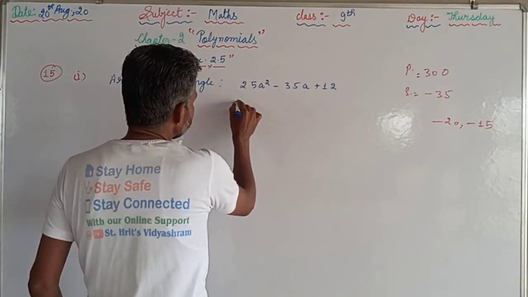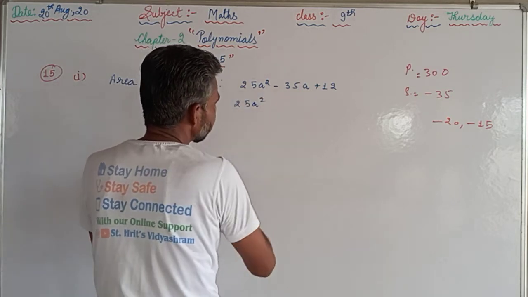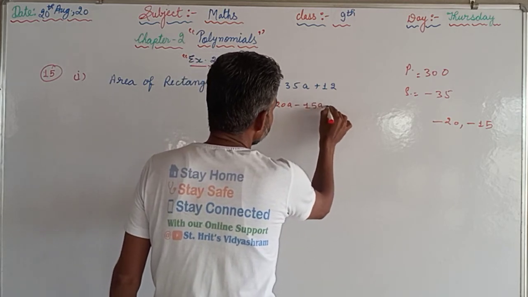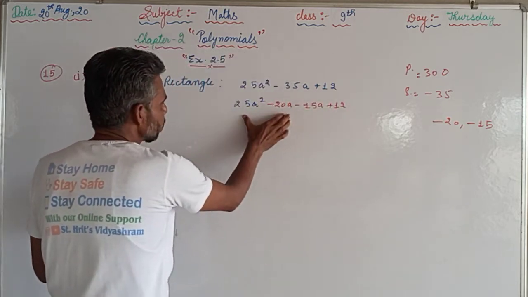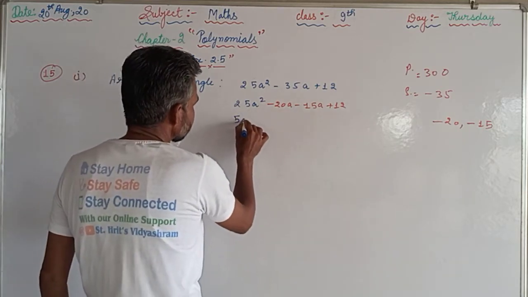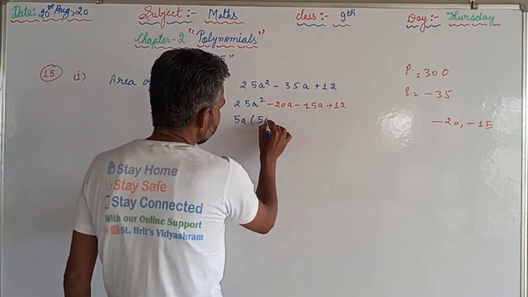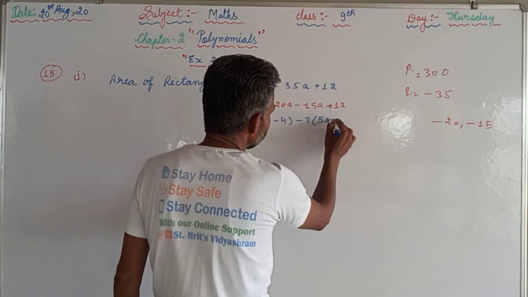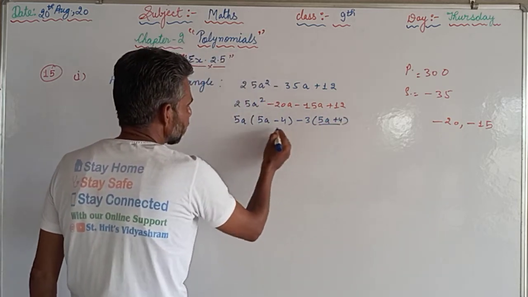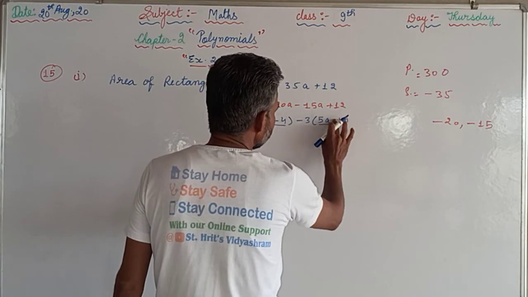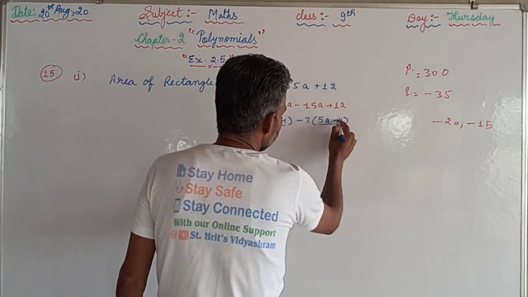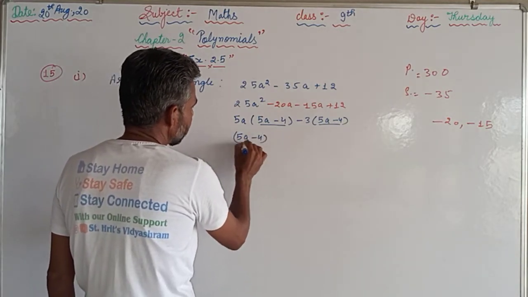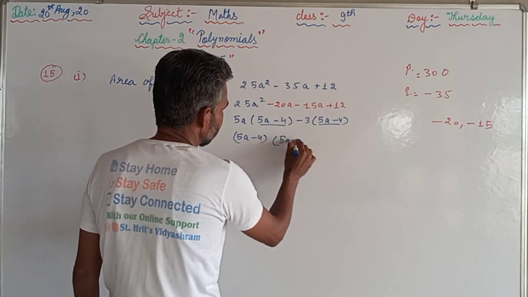That is how we can split 35a into minus 20a and minus 15a, plus 12. Now from the first two terms we can see that 5a is common. So 5a is common, here is 5a minus 4, and from here we can take minus 3 common, 3 fives are 15, 5a minus 4. Now we can see that 5a minus 4 is common. Now what is remaining? 5a minus 3.